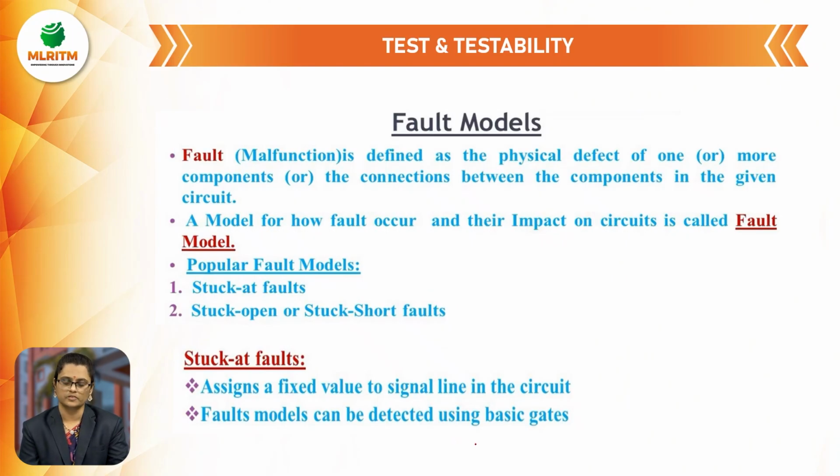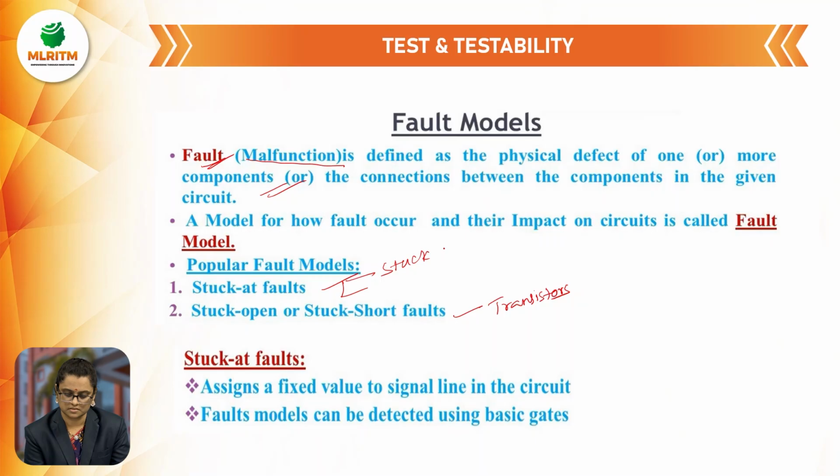And then coming to the fault models. Simply we can say a fault is nothing but an error or a mistake, also called a malfunction. It is defined as the physical defect of one or more components. This can be divided into two types. The first one is stuck-at fault, and then stuck-open or stuck-short faults. These are caused by the transistors.